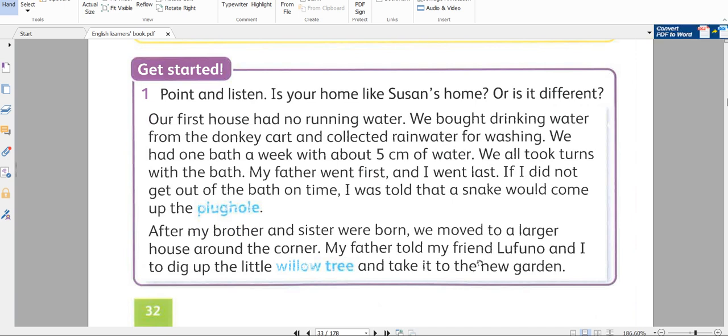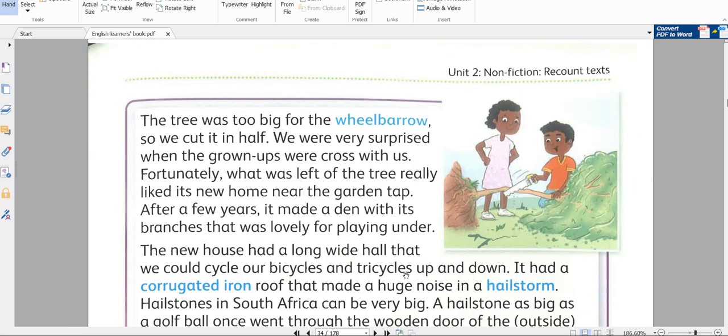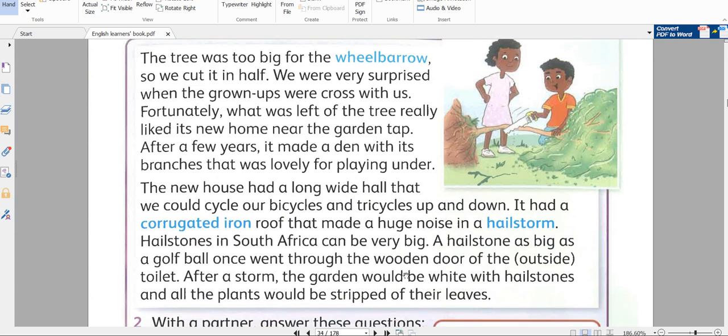After my brother and sister were born, we moved to a larger house around the corner. My father told my friend Lufono and me to dig up the little willow tree and take it to the new garden. The tree was too big for the wheelbarrow, so we cut it in half. We were very surprised when the grown-ups were cross with us. They were angry.